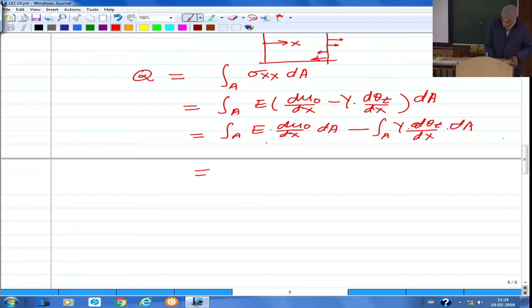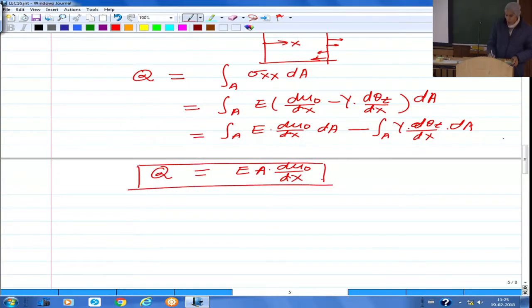Because u naught is only a function of x, du naught by dx also is only a function of x. You can take out the cross sectional integration. Assuming that E is constant within the cross section, the first term would simply be Ea into du naught by dx. Now if y equal to 0 is the centroid of the cross section, that is the neutral axis, then integral y dA would actually be 0. So then Q, that is the axial force, is simply Ea times du naught by dx.